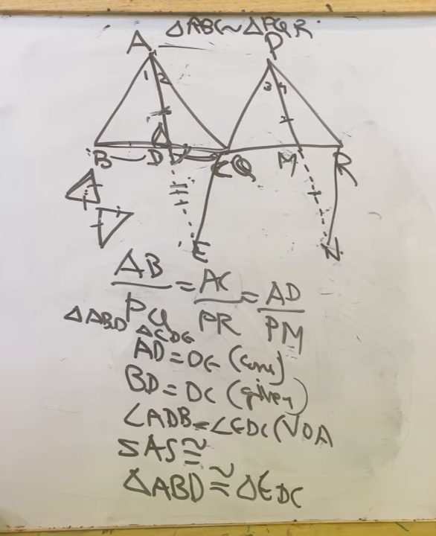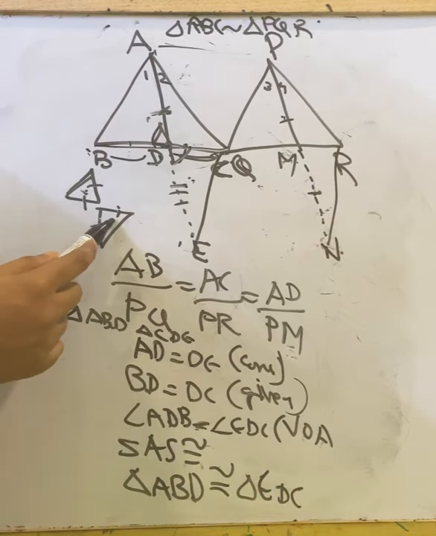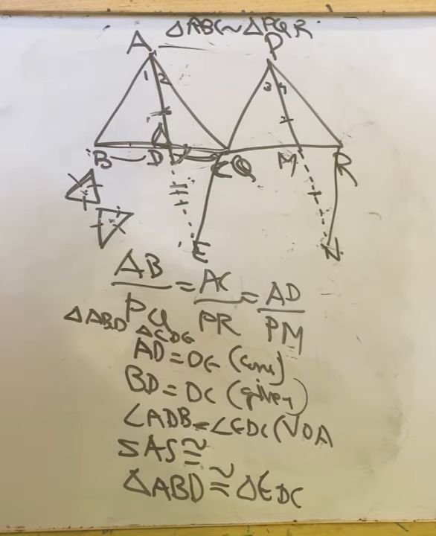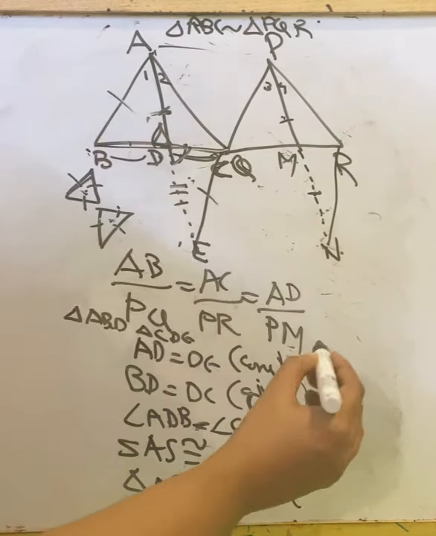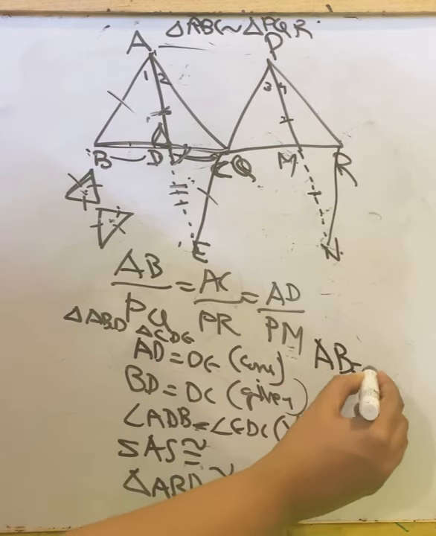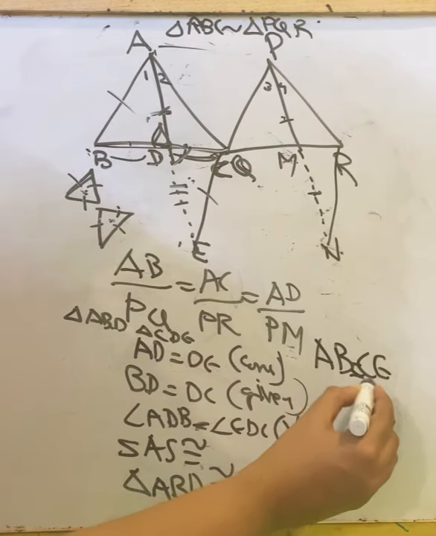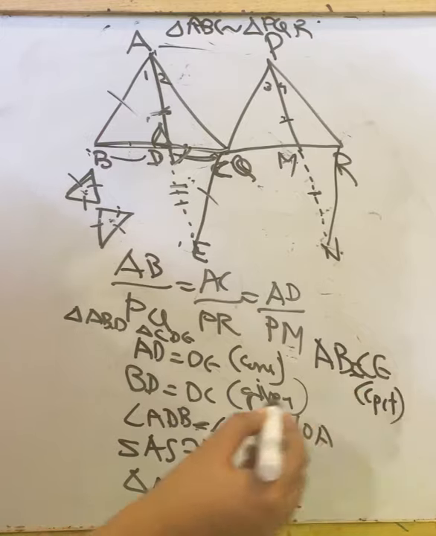So we can say that these two triangles are congruent. Then these sides are equal according to CPCT, corresponding parts of congruent triangles. So we can write AB equal to CE, corresponding parts of congruent triangles.